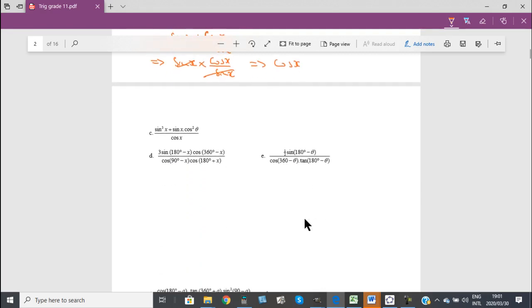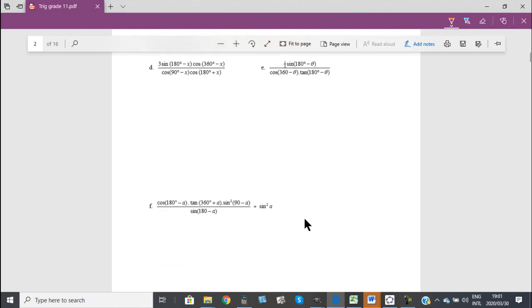Okay, we can take also one more from here. Yeah, let's just take D. So this is sine of 180 minus, it's positive, so this is positive sine x. Cos of 360 minus, it's positive, so this is times positive cos of x.